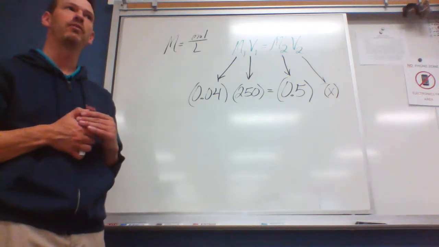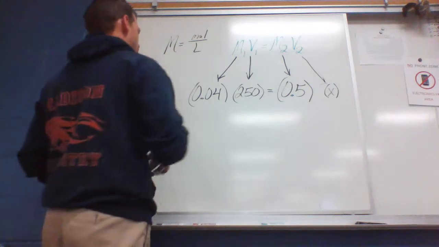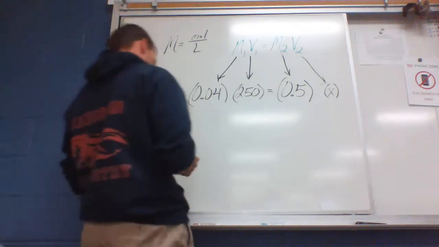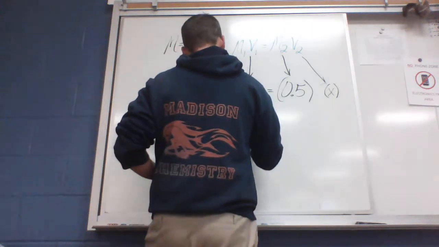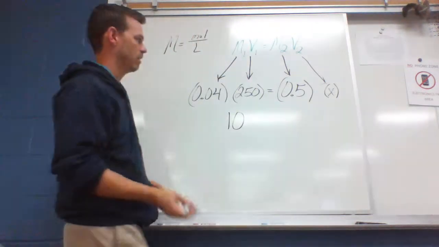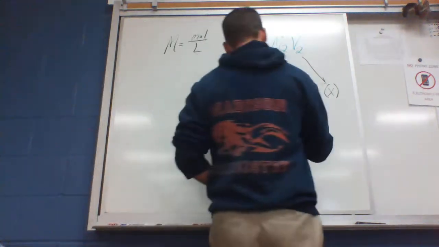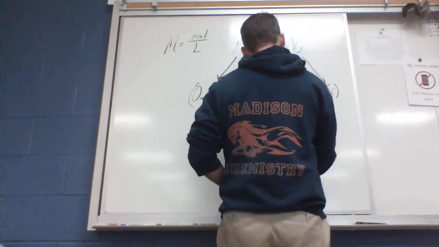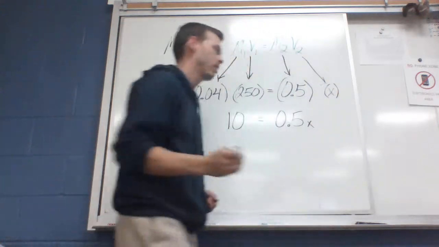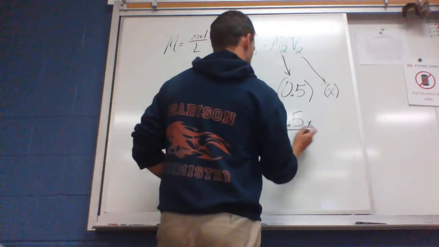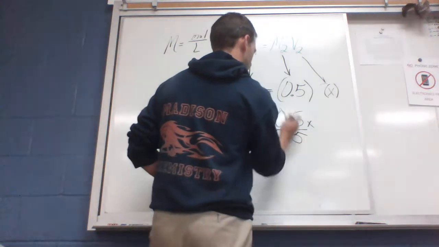Got 2 whole minutes for us to solve for x. But 0.04 times 250, I think, is 10, maybe? Did you get 10 there? Yes. And then 0.5 times x is... Ooh, y'all got that one fast. I take credit. Isolate the x.